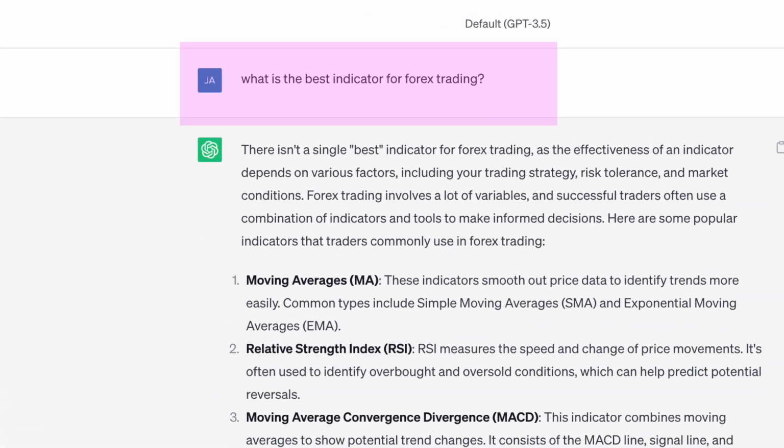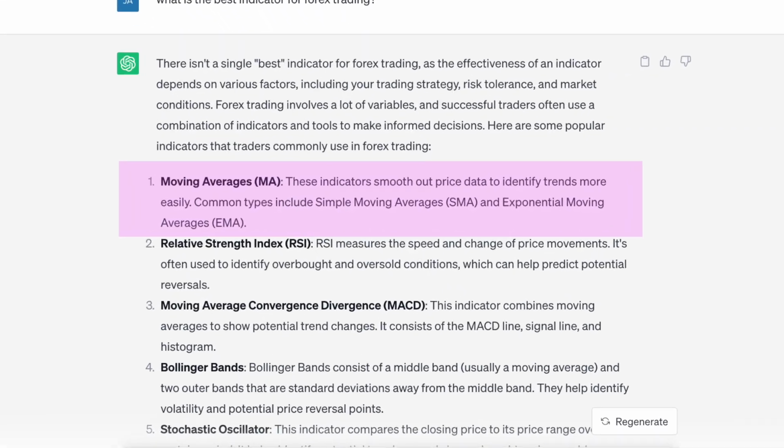Which indicator did ChatGPT rate as number 1 on its list of 9 indicators? Well, here's what I asked it, and here's what the top answer was. The good old moving average. It mentioned the 2 most common moving averages. That's the simple moving average and the exponential moving average, the SMA and the EMA. For the tests, I'm actually going to use the SMA, but the results wouldn't be drastically different whether I use the EMA or the SMA, so don't worry too much about that.